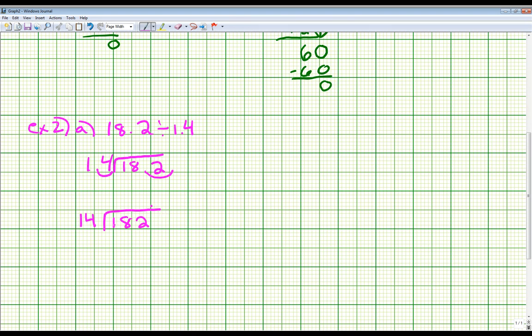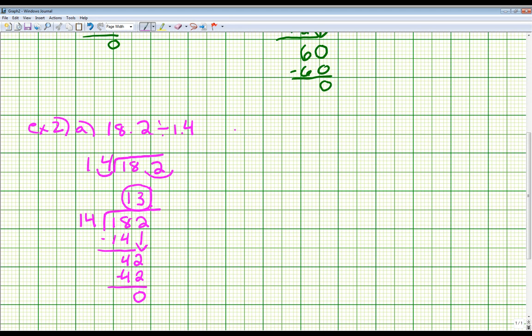14 cannot go into 1, so we're going to move on to 14 into 18. 14 can go into 18 one time. We're going to put that 14 down here, and we do have some remaining. We have 4 leftovers. Next, we're going to bring down our 2, 14 into 42. And 14 can go into 42 an even number of times, and it's 3. 14 times 3 is 42. We do our subtraction, and we have no remaining. So our final answer would be 13.0, or just 13 wholes.